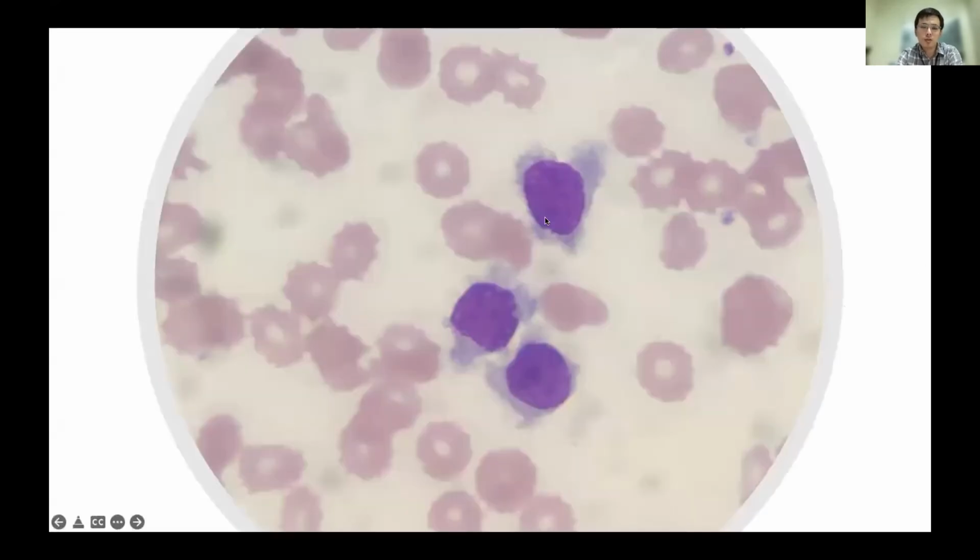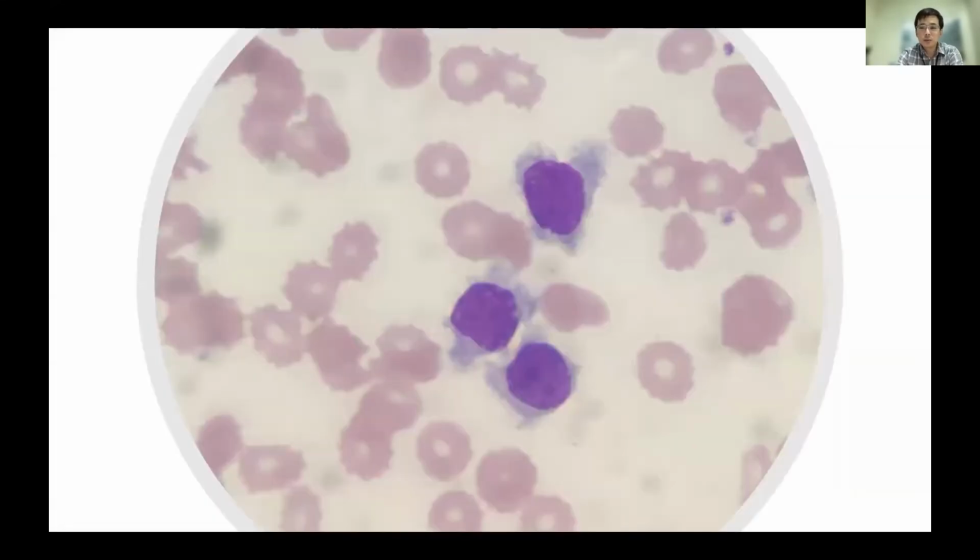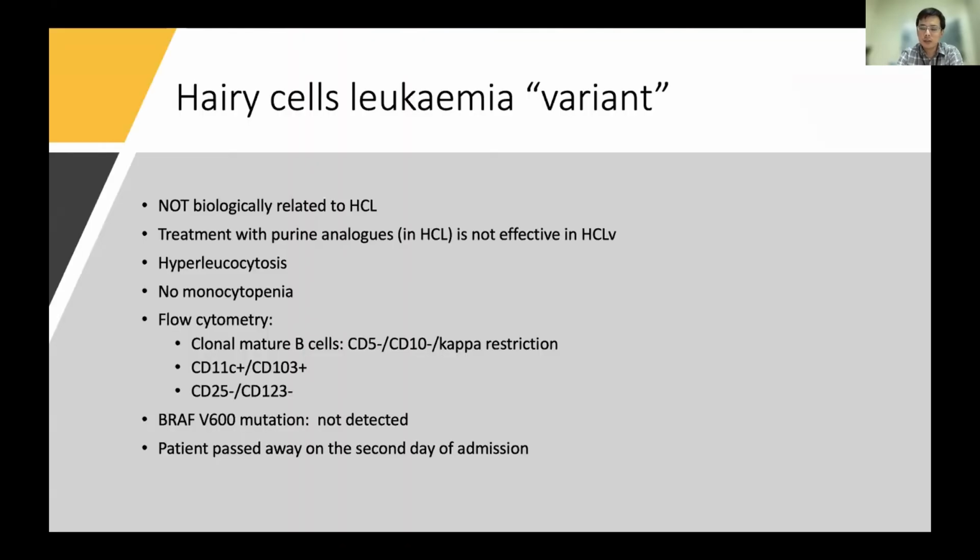So this is what we see from the peripheral blood. To be honest, I think these cells look exactly like the one that I showed you here. But the final diagnosis for this patient is actually a hairy cell leukemia variant. I want to bring your attention to hairy cell leukemia variant: even though the name has hairy cell leukemia, they are actually two different diseases that are not biologically related.